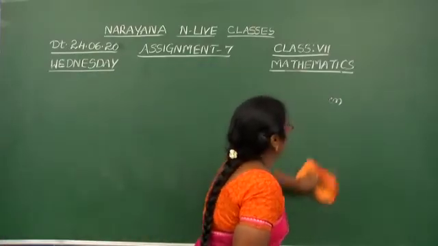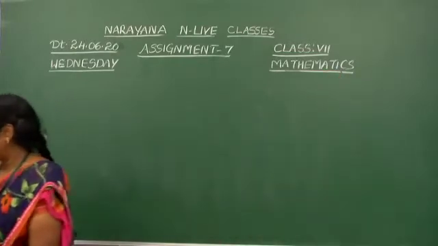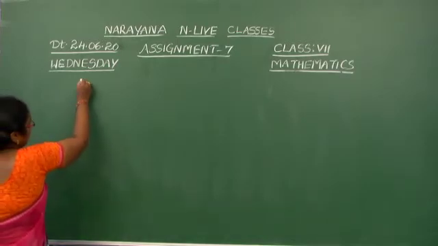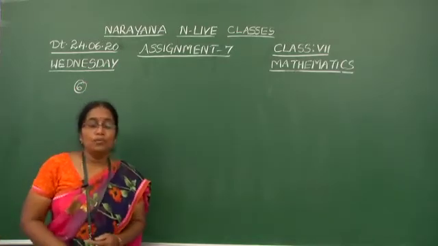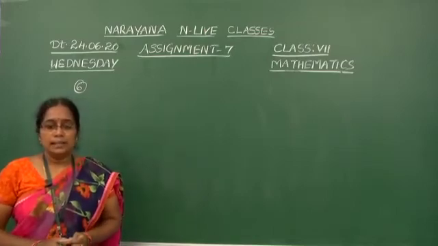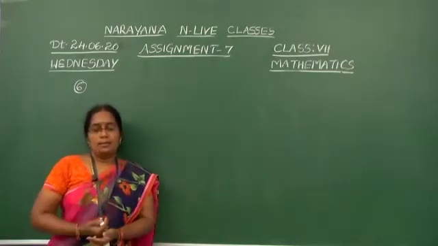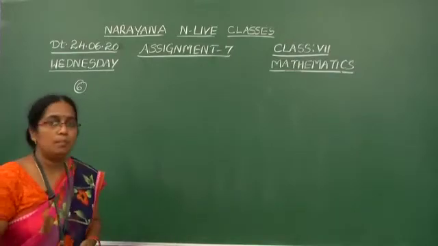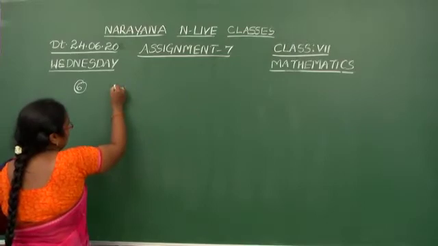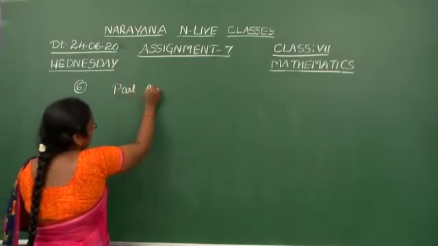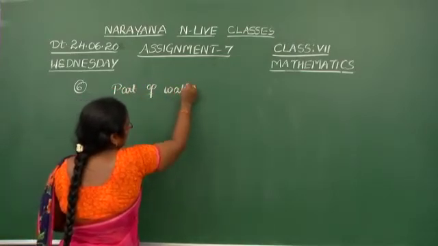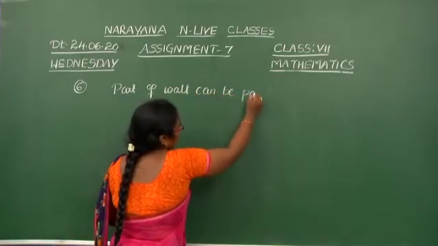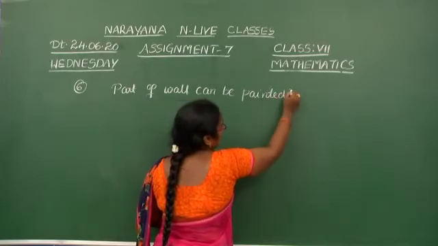Next, coming to the sixth question. Deepika can paint 2/5 of the total part of the wall. Then what is the part of the wall that is left? That is the question. So how much wall can she paint? The part of the wall she can paint is 2 by 5.